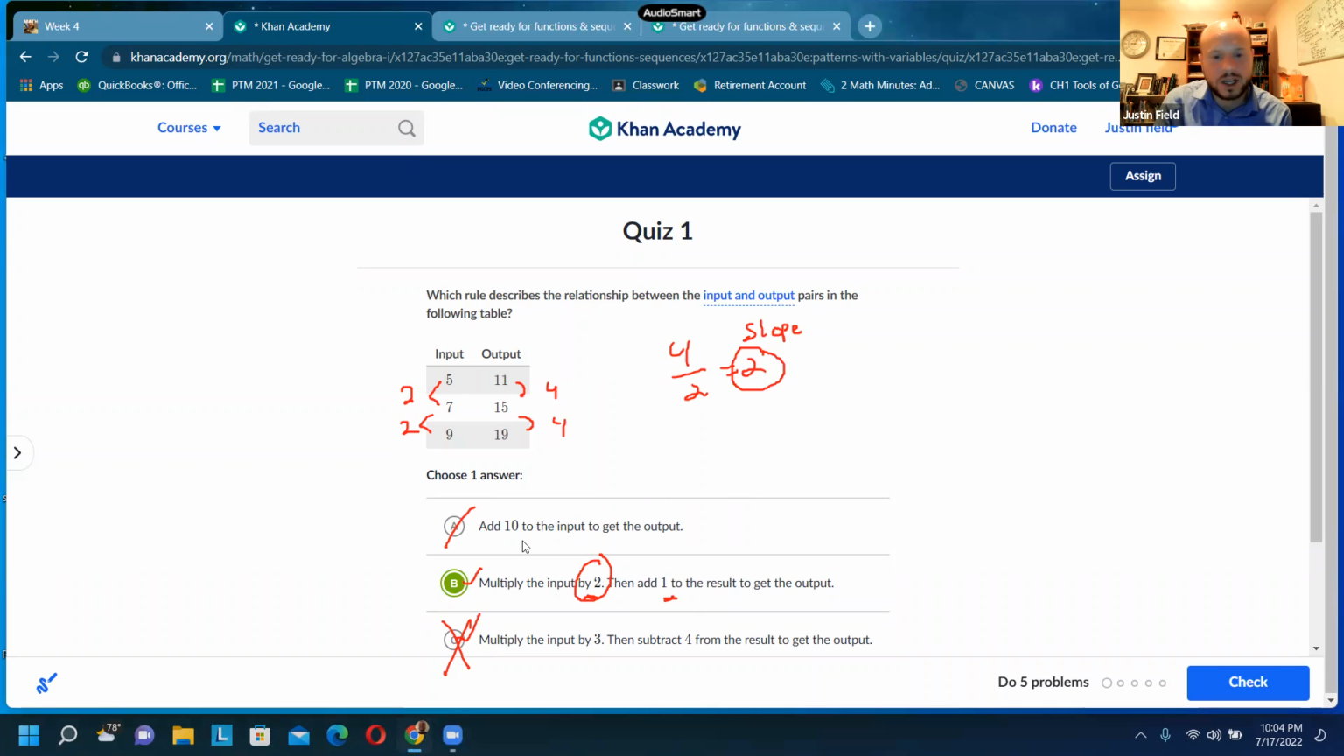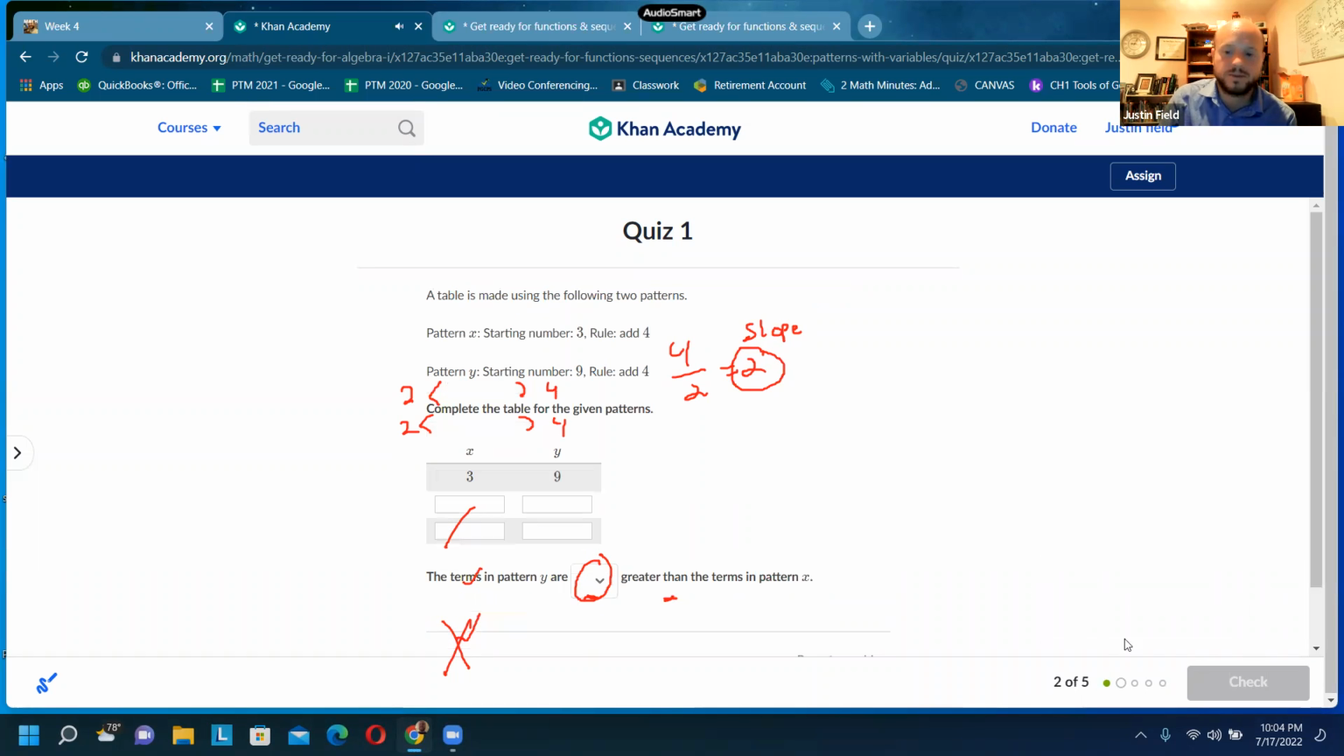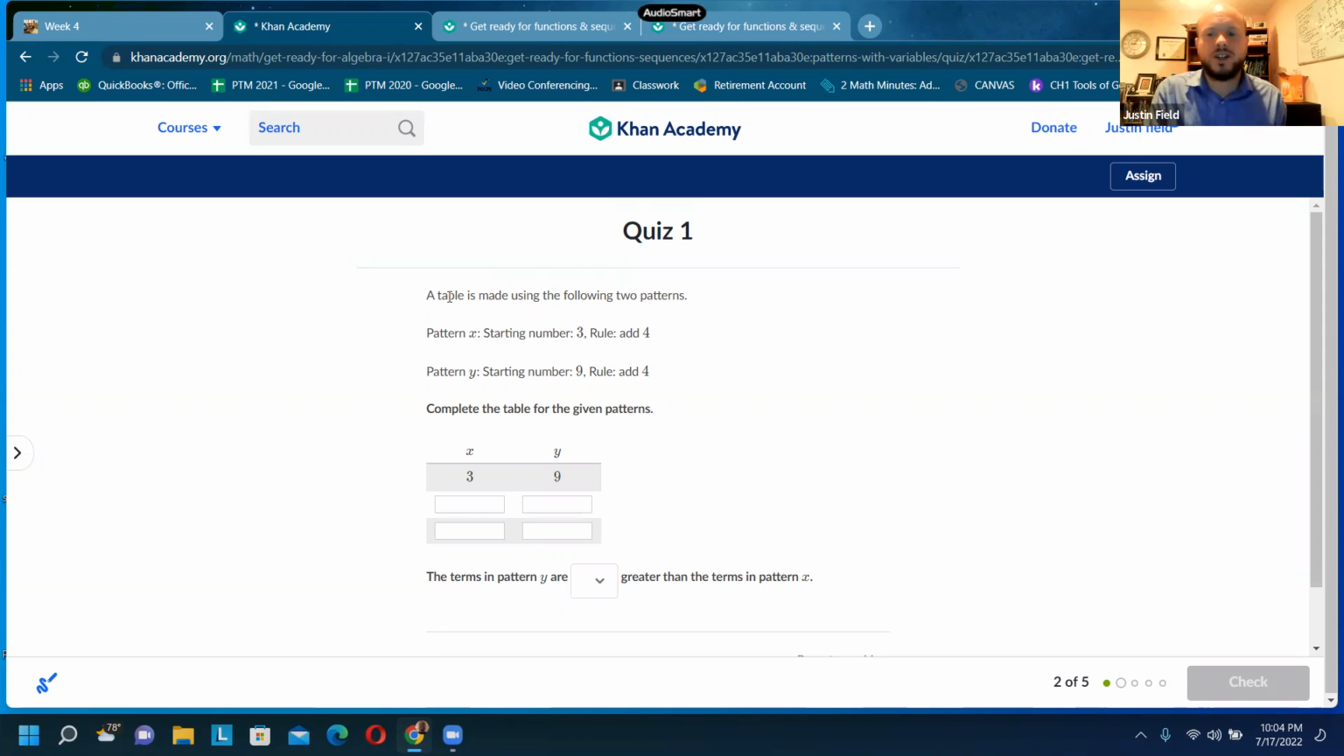To do something like this, read the rules and see which one holds for all the input-output pairs. Note that when I saw a table, I immediately found the changes and put my change in y over my change in x, just like something I do automatically.